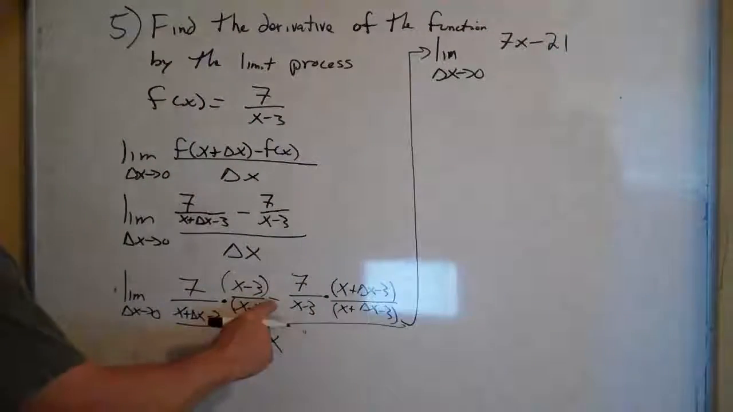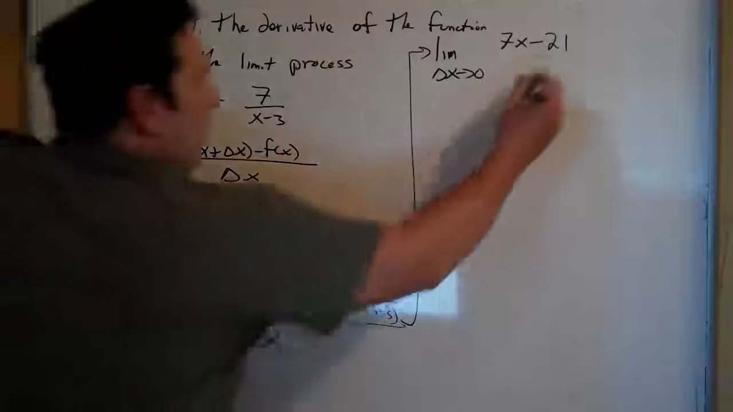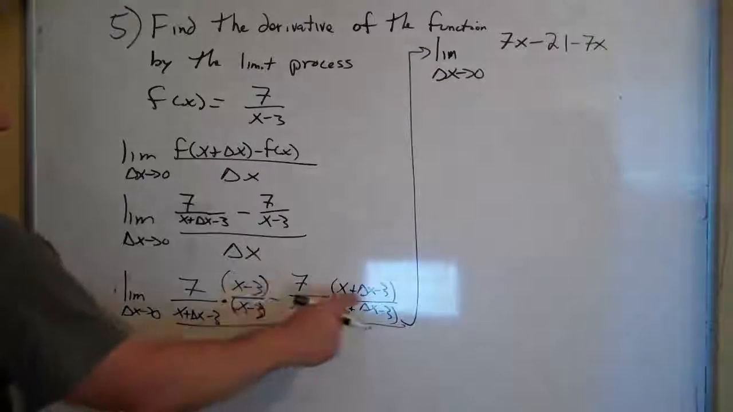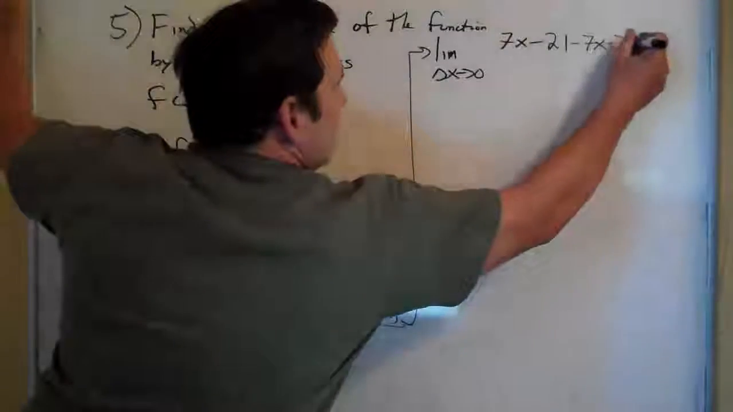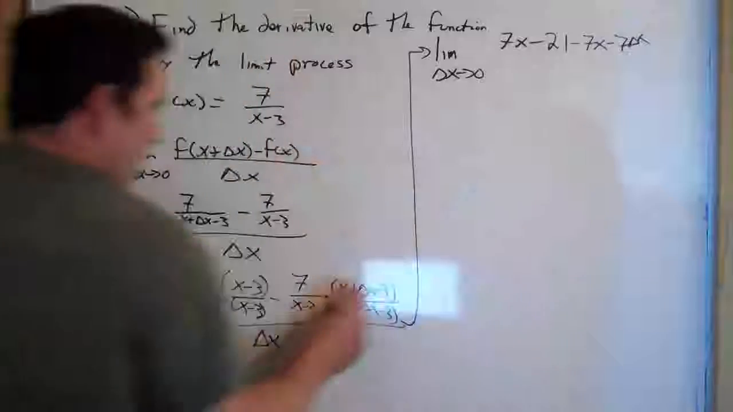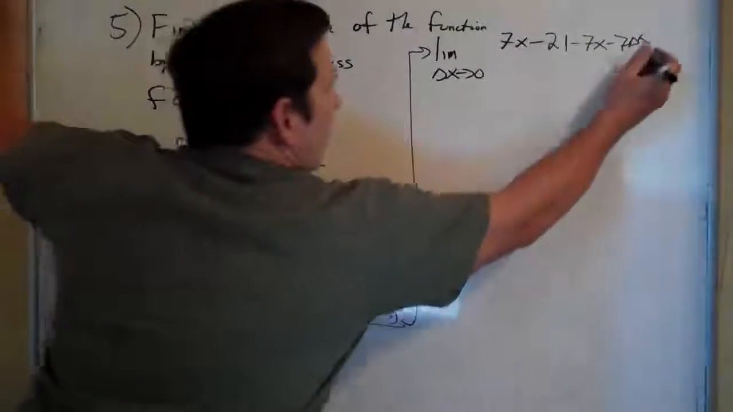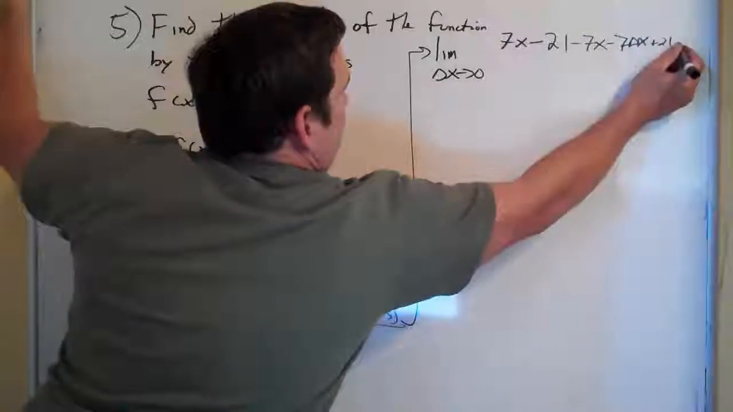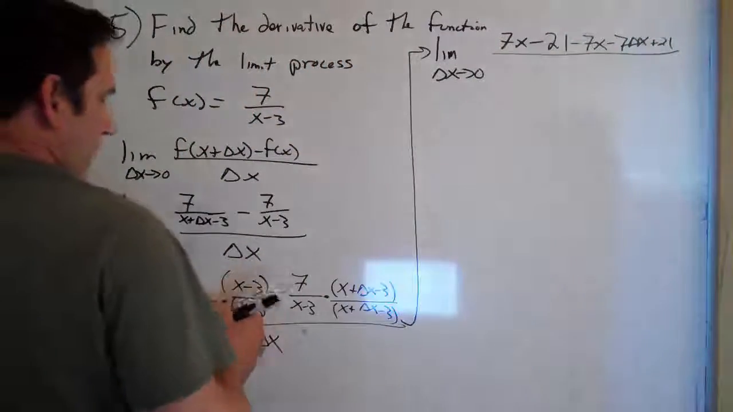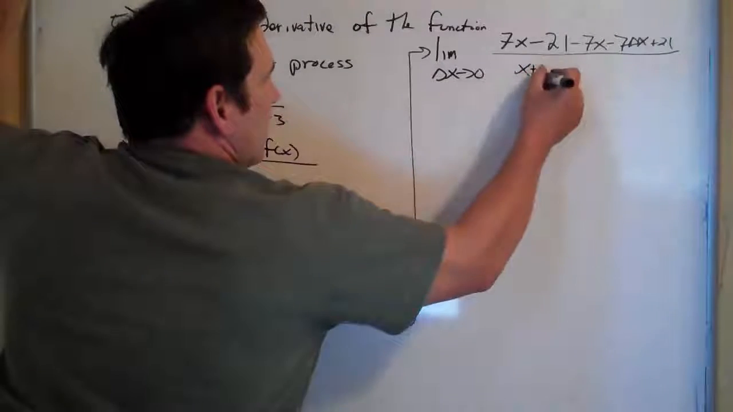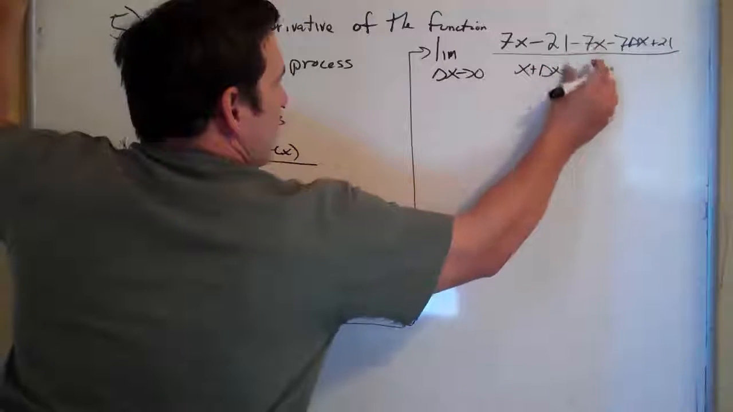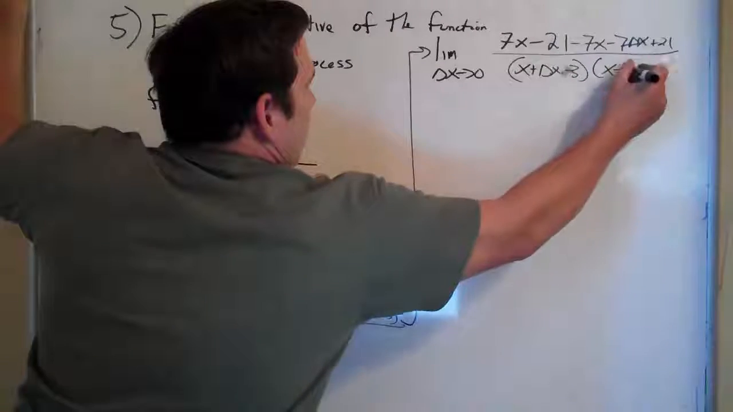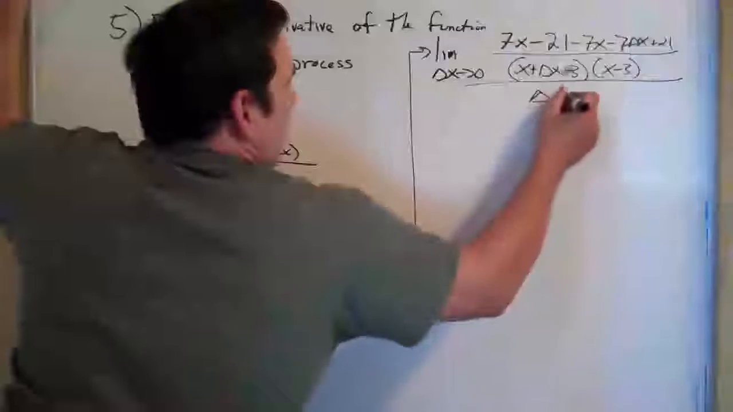Carry this on through. I got a minus 7 times x, so minus 7x, minus 7 times delta x, so minus 7 delta x, minus 7 times negative 3, that makes it plus 21. We have this common denominator of x plus delta x minus 3 times x minus 3, and all that's on top of just delta x.